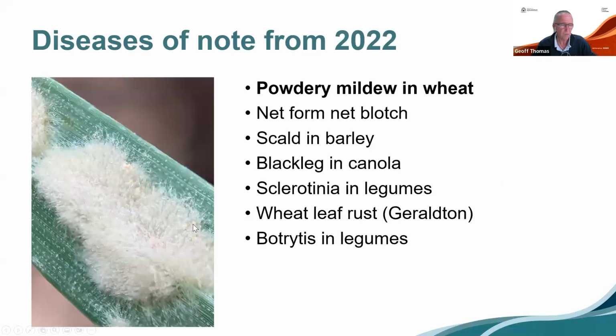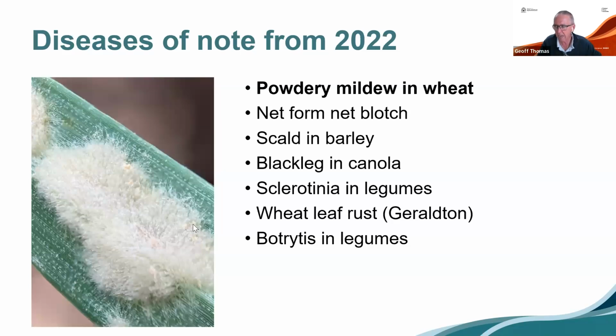So certainly the weather outlook is suggesting that there may be lower disease pressure, but if we have a look at diseases of note from 2022, certainly the two diseases that we had the most phone calls about last year were powdery mildew in wheat and net blotch in barley, and we'll cover off on both of those. I'll talk about powdery mildew, and Keith is going to spend some time talking about net blotch.